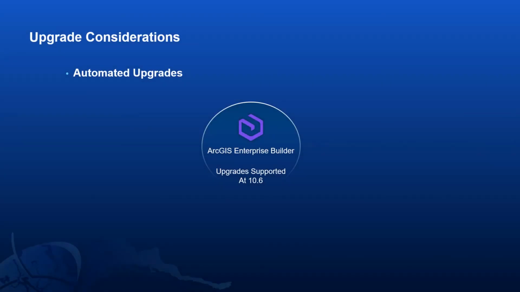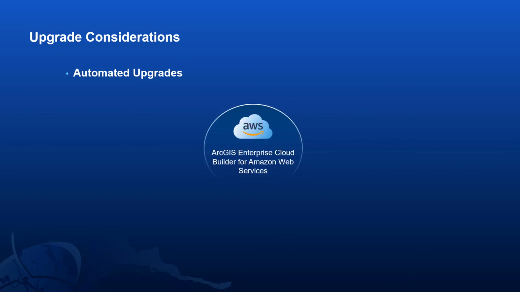We just reviewed how to upgrade an environment manually. However, we also have tools available that automate upgrades. To take advantage of the automated upgrades, you must use the same tool you used to deploy your environment. If you used the ArcGIS Enterprise Builder to deploy starting at 10.6, then you simply use the ArcGIS Enterprise Builder to upgrade. And if you use the ArcGIS Enterprise Cloud Builder for AWS to deploy, then you will use the ArcGIS Enterprise Cloud Builder for AWS to upgrade.